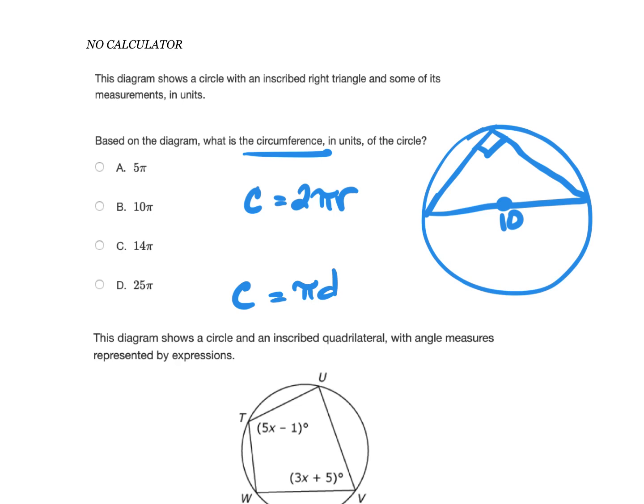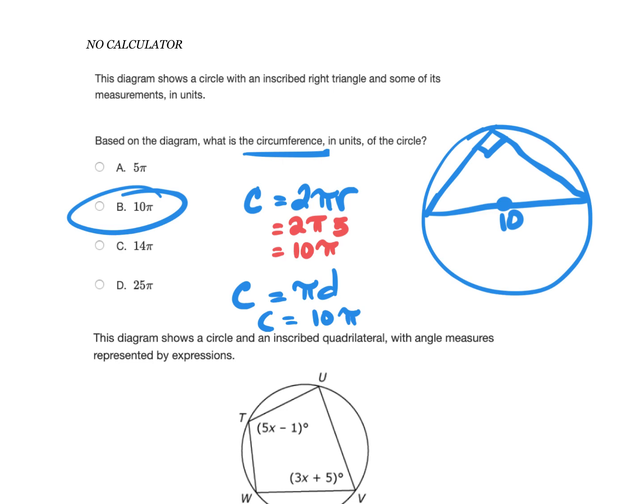So, if my diameter is 10, then my circumference would be 10 pi. Now, if you were to cut the 10 in half to get the radius, to use the other formula, half of 10 is 5, but I'm going to multiply it by 2 anyway. So we get the same answer, 10 pi.